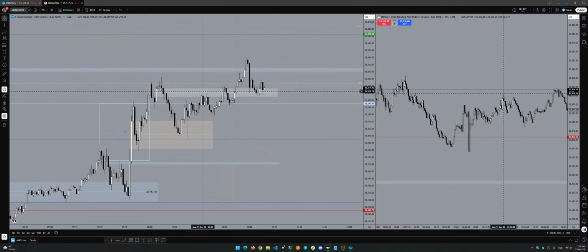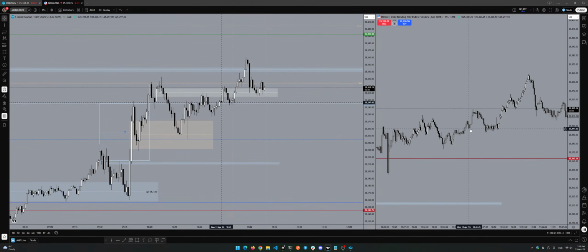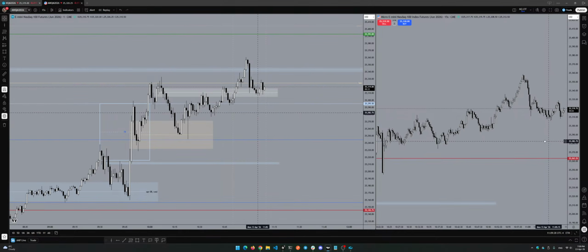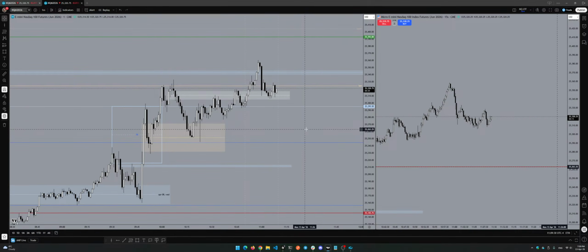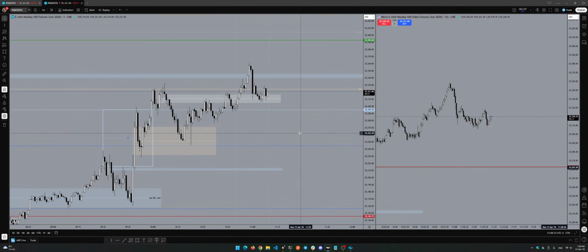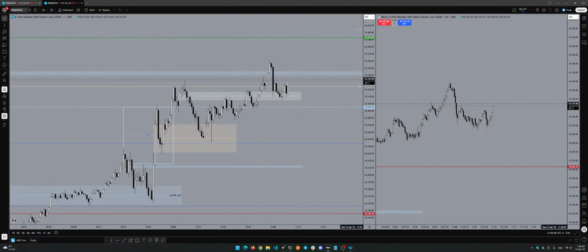Some resistance at this fair value gap, which is our silver bullet first fair value gap after the 10 a.m. Reclaimed, raided some highs, and we are waiting to see what happens next. And does it cut through the top of the new week opening gap, or does it get rejected?